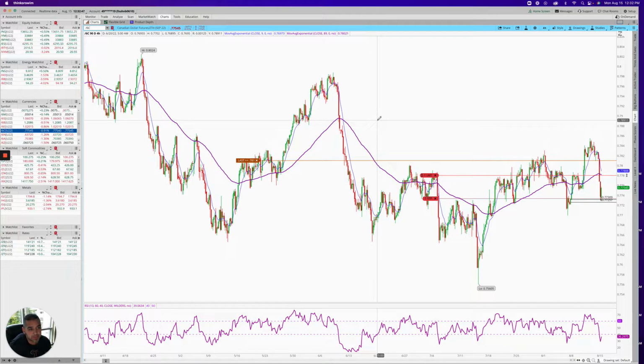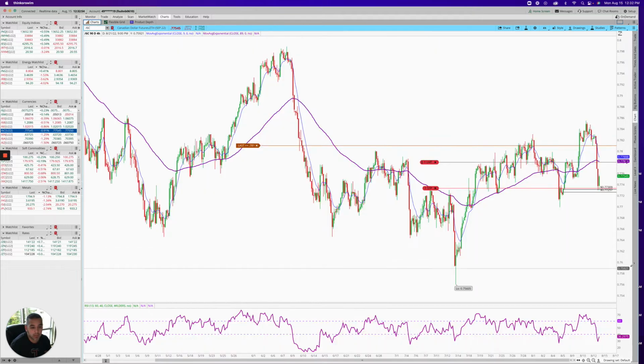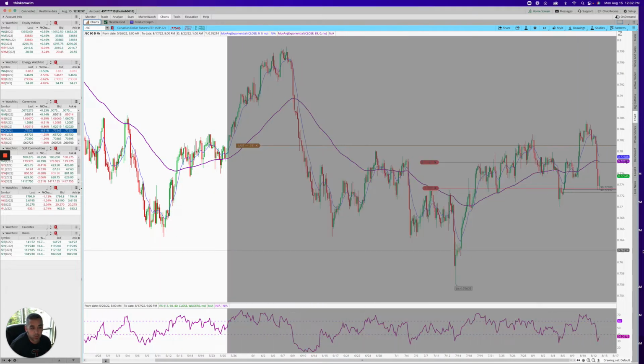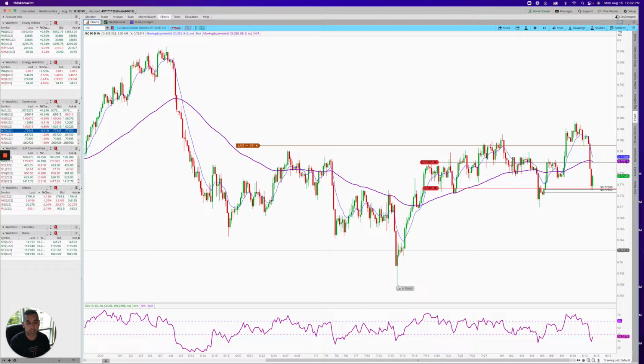Today is August 15th. It's about 12:30 in the afternoon. And guys, what I got up here for you is a chart of the Canadian dollar. I got long the Canadian dollar a little bit earlier this morning and just want to go through that trade with you guys.